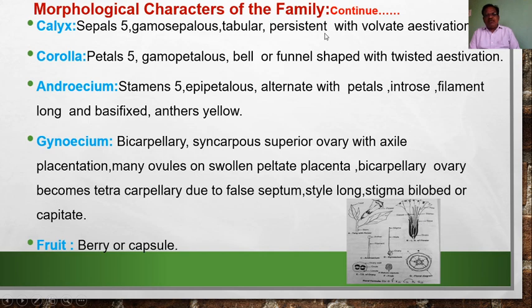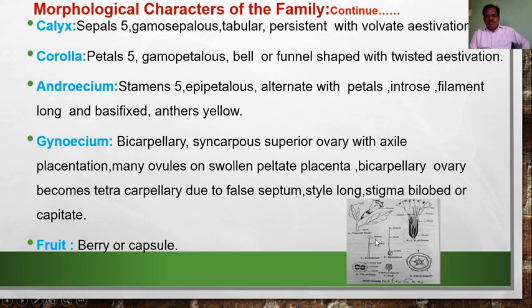Then it is permanent. Permanent in the sense persistent. When we take the example of Solanum melongena, that is brinjal, the calyx found in the brinjal remains permanent throughout the life of the fruit, that is, it remains attached to the fruit entirely. Such a calyx is known as persistent and has valvate type of aestivation. Pay attention here: this aestivation is valvate type.